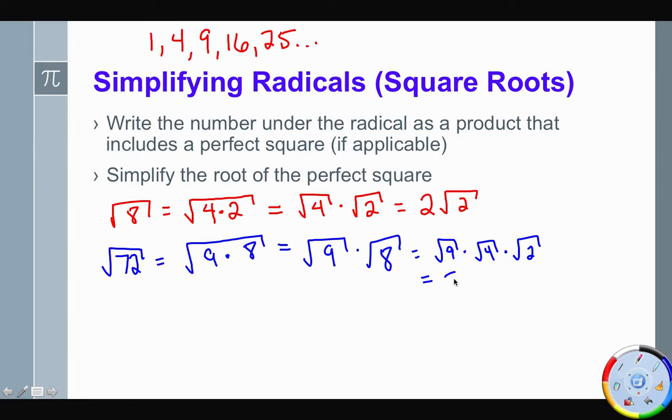So the square root of 9 is 3. The square root of 4 is 2. The square root of 2 stays square root of 2. So this final answer is going to be, not 36, it's going to be 6 square roots of 2.